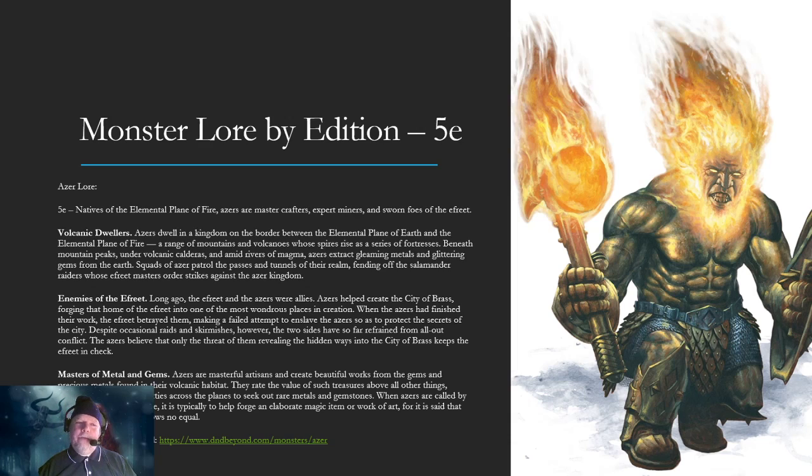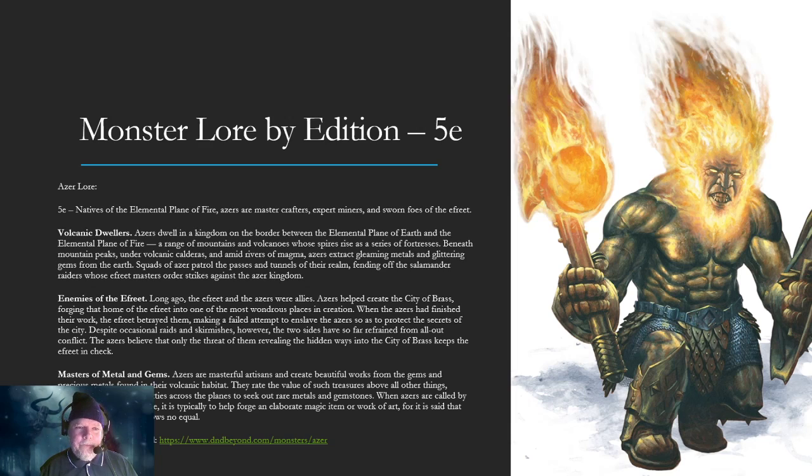Well, first of all, they are native to the elemental plane of fire. So, no, they're not dwarves that were enslaved to giants, like 4th edition says. They are natives of the elemental plane of fire. They are master crafters, expert miners, and sworn foes of the Ifrit. Oh, okay, well, at least that's consistent.